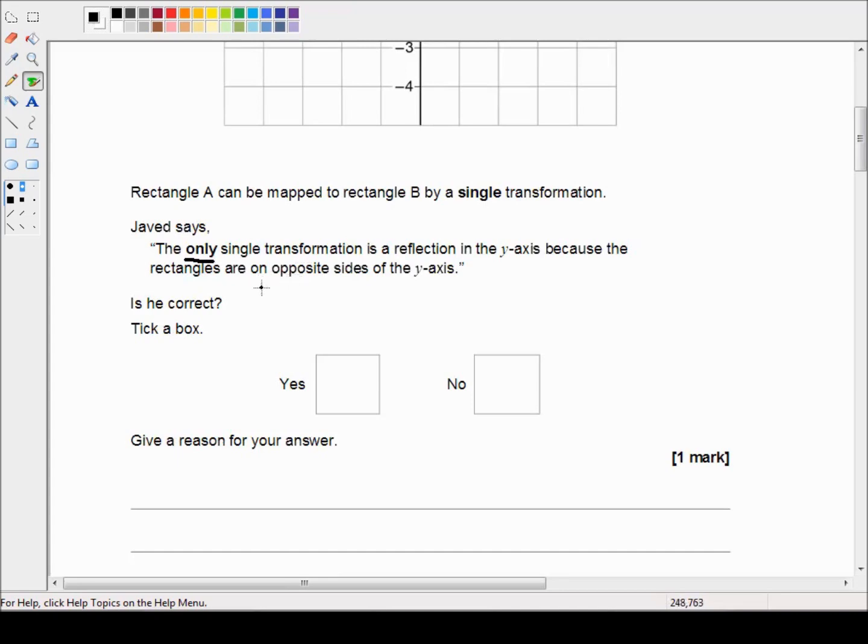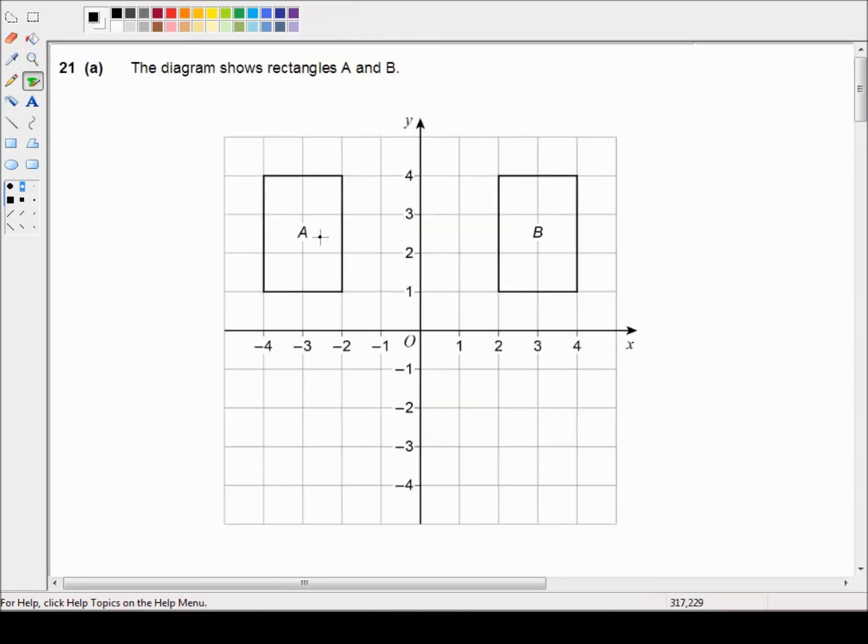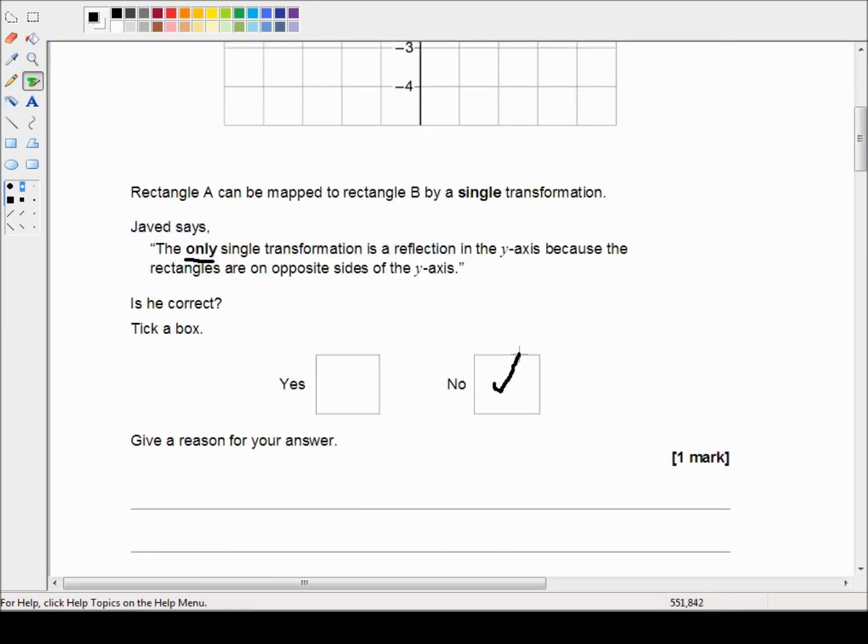And if we can think of just one other single transformation that can map A onto B, then Javed is incorrect. And I can think of a very simple one, because all we have to do is translate A to B. So it's simply a translation of 1, 2, 3, 4, 5, 6. So a translation of 6 units along the x-axis would map A onto B, because they have a symmetry here. So even the reflected image is the same as the original image, so you can just translate them. So Javed is not correct.